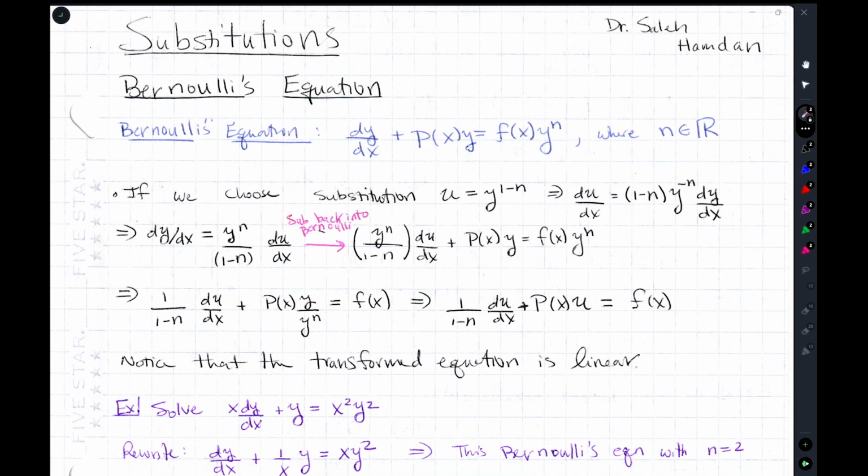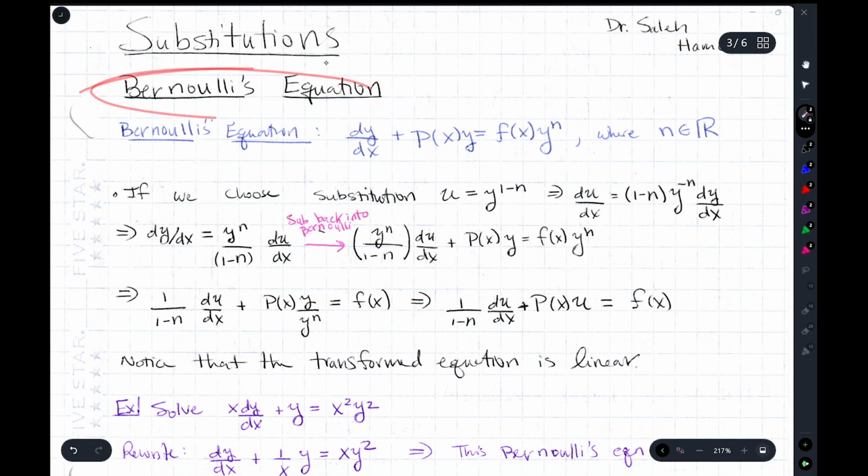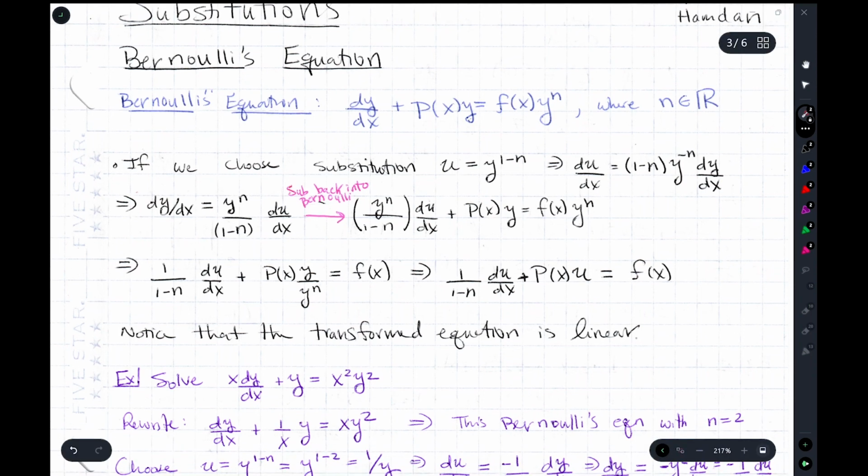So substitutions vary, right? There are various types of substitutions we saw above for homogeneous equations, how to work with them. And there is a special type of substitution for Bernoulli's equation, okay? Bernoulli's equation looks almost linear except for this y to the n there, where n could be any real number. So equations of this form are called Bernoulli's equation. And you probably guessed what kind of substitution we'd choose, right? We're going to choose a substitution that would transform this to a linear equation, okay?